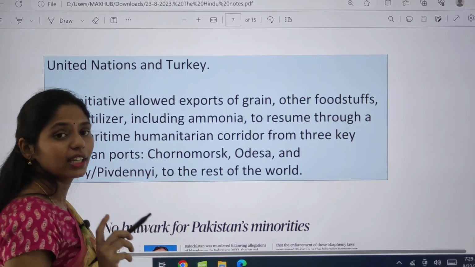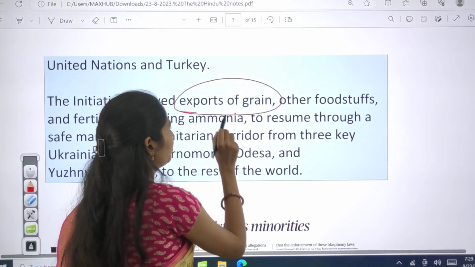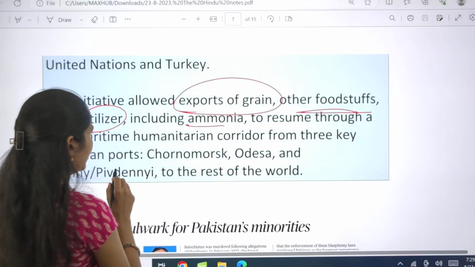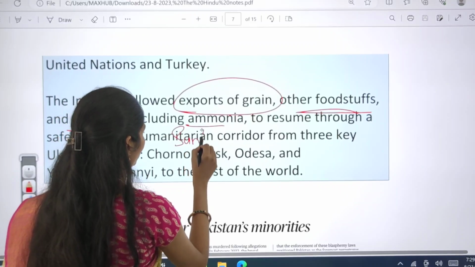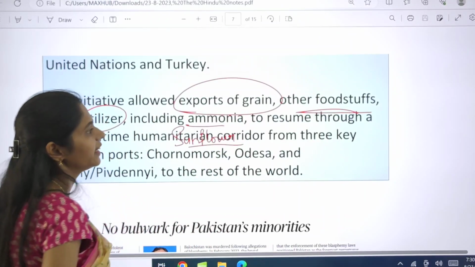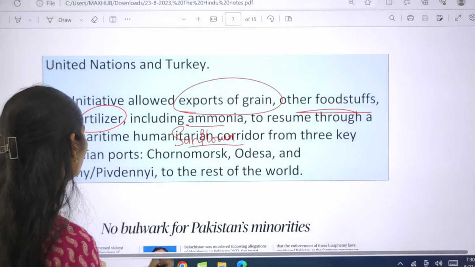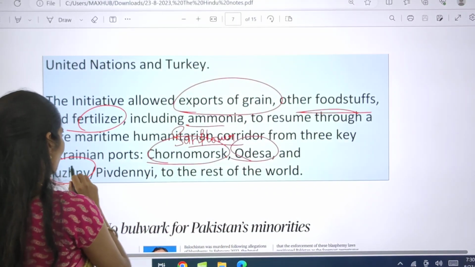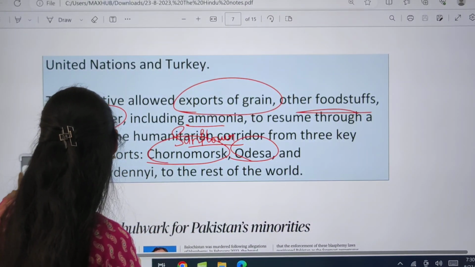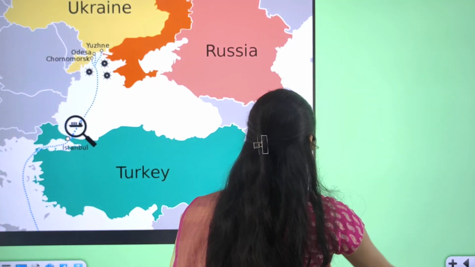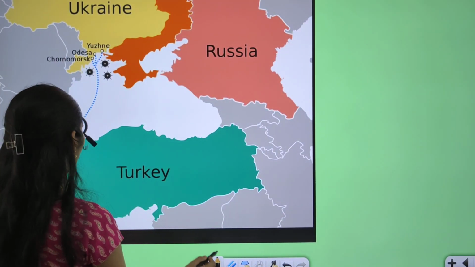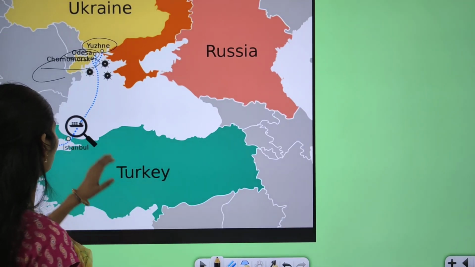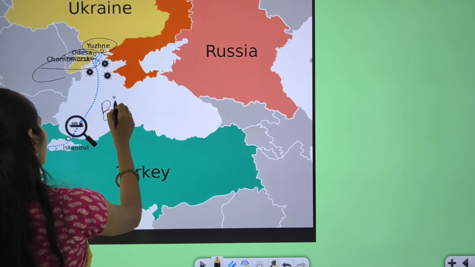The first important thing under this initiative is they will allow exports of grains as well as other foodstuff and even fertilizer including ammonia, and they are focusing on sunflower oil also. Sunflower oil, grains, foodstuff, fertilizer. And the three important Ukraine ports were Chornomorsk, Odessa and Yuzhny. So these are the three important ports, and we have to see that. So here you can see those three important ports. The first one is Chornomorsk, and next are Odessa and Yuzhny.